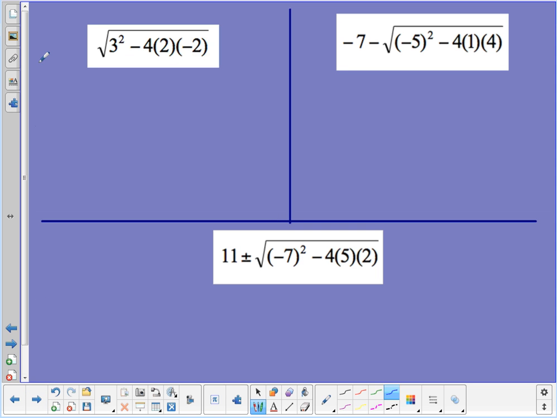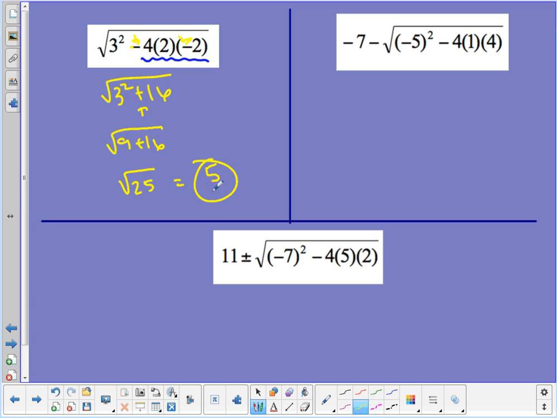Let's take a look at number 5. When I take a look at number 5, I'm back to those multiple things underneath the radical sign again. So I'm going to start by simplifying this 4 times 2 times negative 2. 4 times 2 times negative 2 gives me a negative 16, but I'm looking at a negative 4. So I really have a positive 16. So this is like saying 3 squared plus 16. I had this negative times that negative, which gave me a positive 16. 3 squared we know is 9, so really I have 9 plus 16, which is the square root of 25, which is equal to 5.